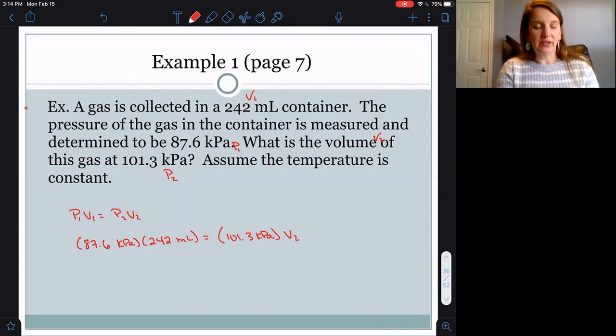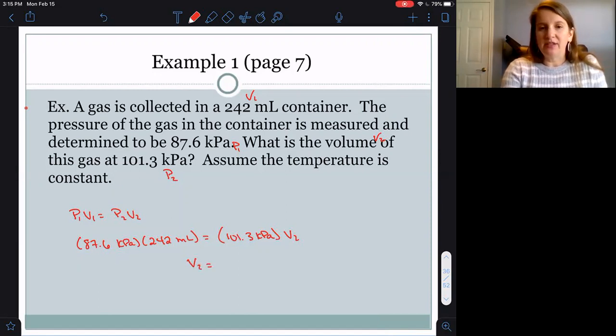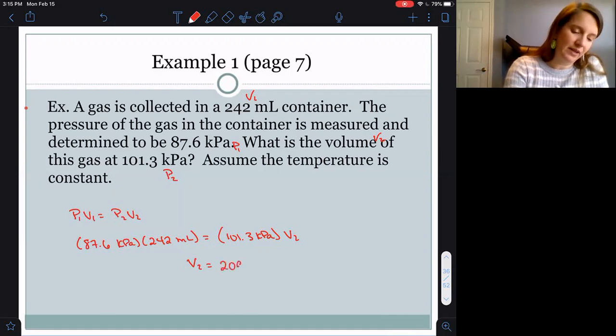So in order to solve here, we're going to be taking our 87.6 times 242, and we have to divide it by 101.3 in order to get V2 by itself. Since we're multiplying and dividing, our sig figs are going to be based off of whichever value has the fewest number of sig figs. So we have 3 sig figs here. So our answer is 209, because our units of volume on the left side were milliliters. Our units here are also going to be milliliters, and that is our answer.